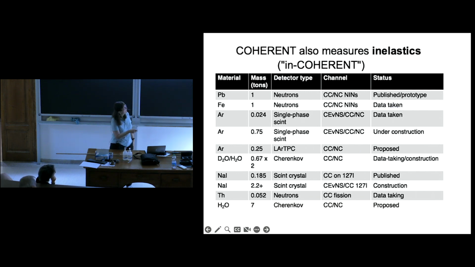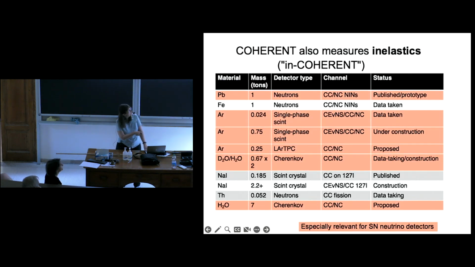We have taken data already with a whole bunch of materials. Here's the status. We have 2 published results, on lead and on sodium iodide. Then we also have a whole bunch of data in the can, not yet analyzed or under analysis right now, and we also have various proposals. The ones in red, which is most of them, are especially relevant for supernova neutrino detection. We have argon detectors, and we have lead, and we have water.